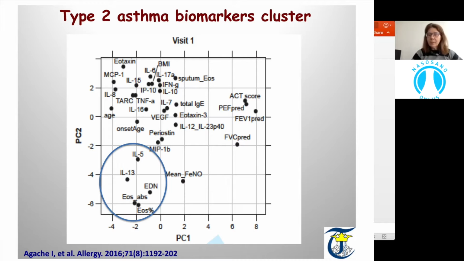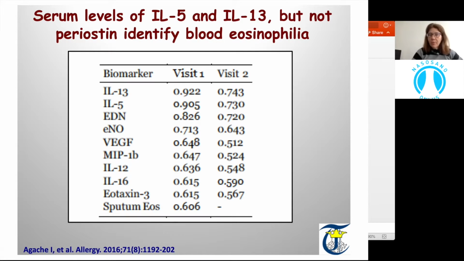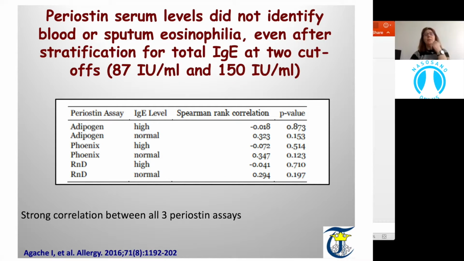So periostin is not related at all with eosinophilia, as opposed to IL-5 and IL-13. So unfortunately, it did not predict the type 2 inflammation, and we measured periostin with 3 different periostin assays. No correlation whatsoever with eosinophilia, either at high levels or normal levels of serum IgE.